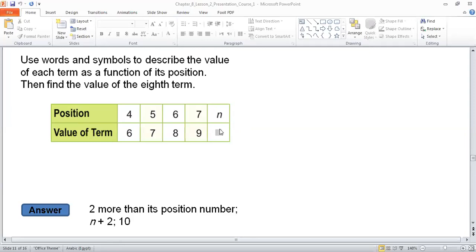Okay? If he gives me n equal 8, 8 plus 2 equals 10. 8 plus 2 will be equal 10. Okay? Can you start to solve now? You can start to solve, right? So look with me to this slide.